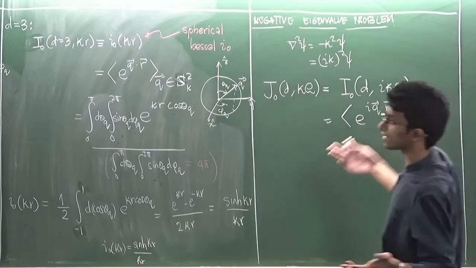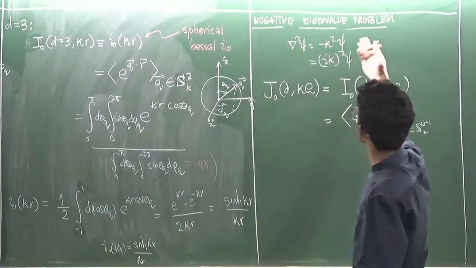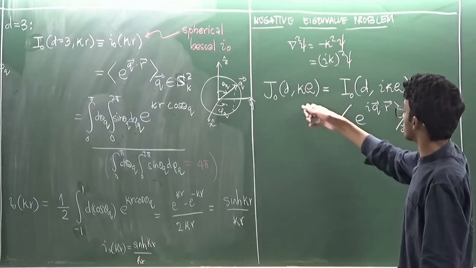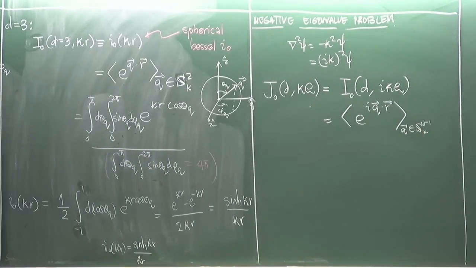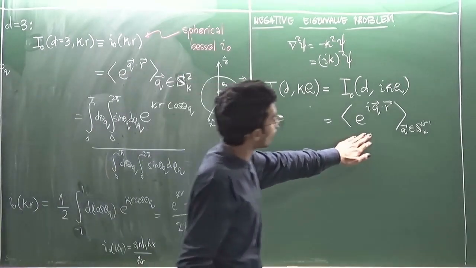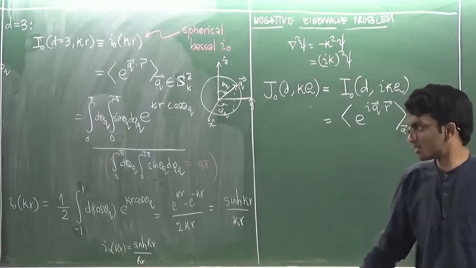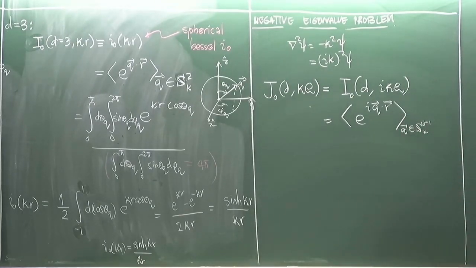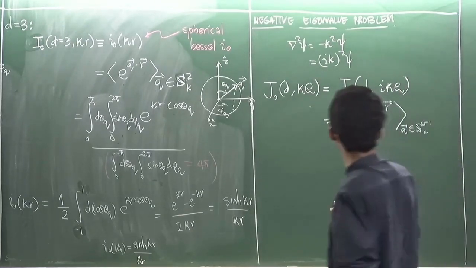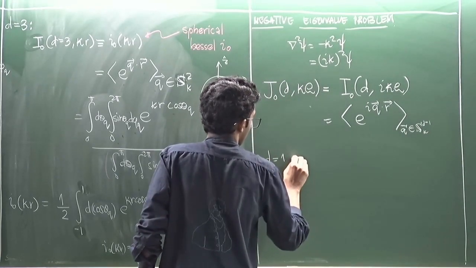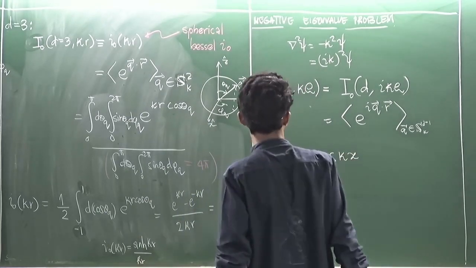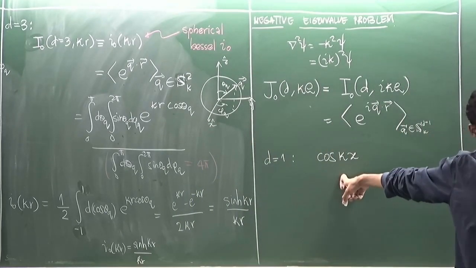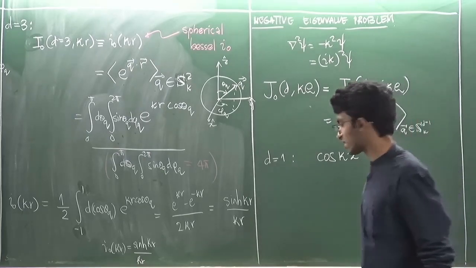Now you could have, for example, repeated this whole analysis for negative eigenvalue instead of using this analytic continuation. For example, you can do d equal to 1 first. You'll find that the solutions are sine and cos, and then you want the spherically symmetric solution. You'll keep the cos, and then you generalize it, and check that this is the correct answer. So d equal to 1 gives cos kappa x, which is spherically symmetric, and it solves the Laplace negative eigenvalue equation.